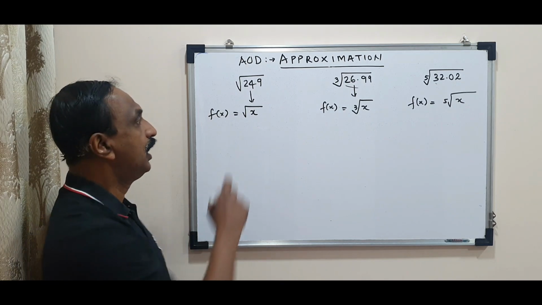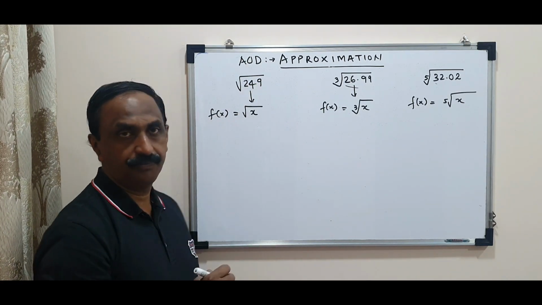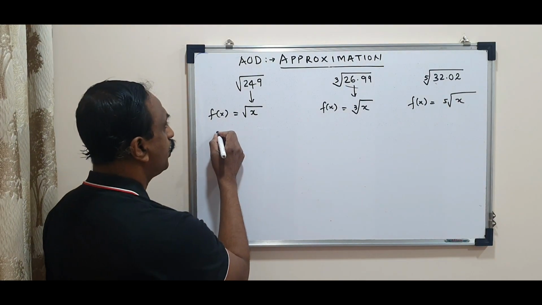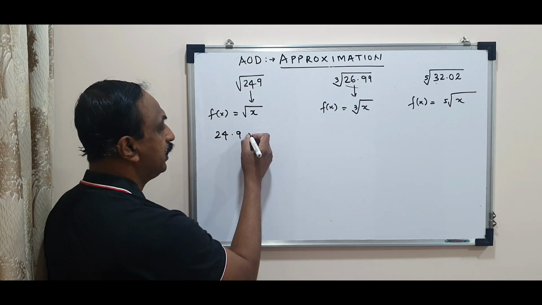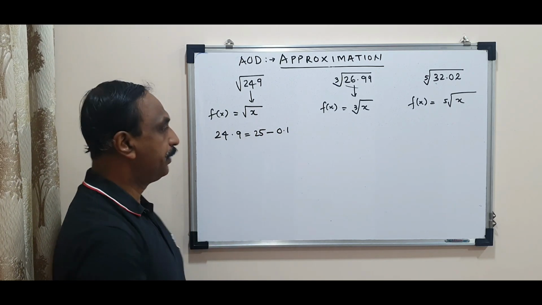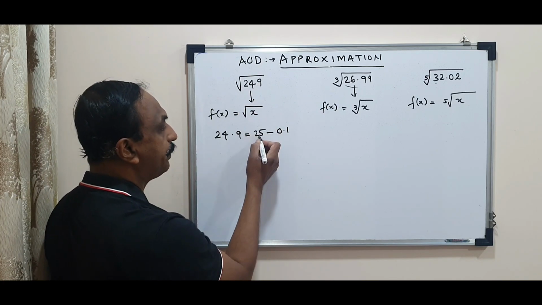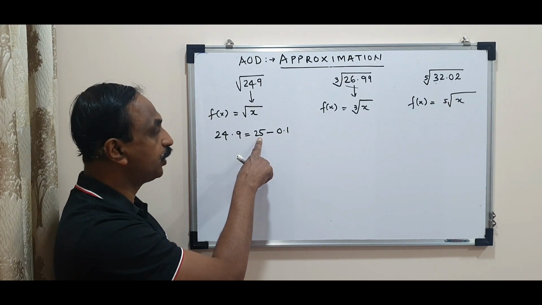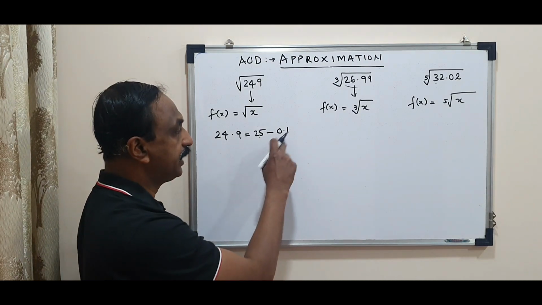Now let me come to how we will take a plus h. 24.9 square root is near the square root of 25. So 24.9 should not be written as 24 plus 0.9. It should be written as 25 minus 0.1, because the operation f of x should be applicable for the number that you write first. The initial value of the x coordinate is 25, decreased by 0.1. Instead of an increase, here is a decrease.